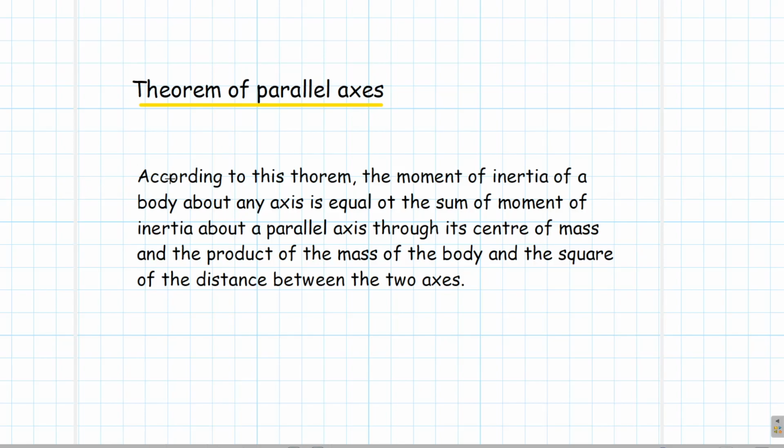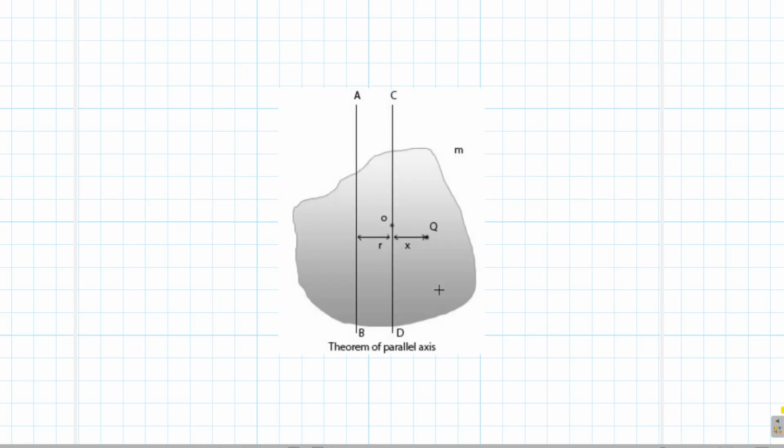The statement goes like this. According to this theorem, the moment of inertia of a body about any axis is equal to the sum of the moment of inertia about a parallel axis through its center of mass and the product of the mass of the body and the square of the distance between the two axes. So let us visualize this principle.